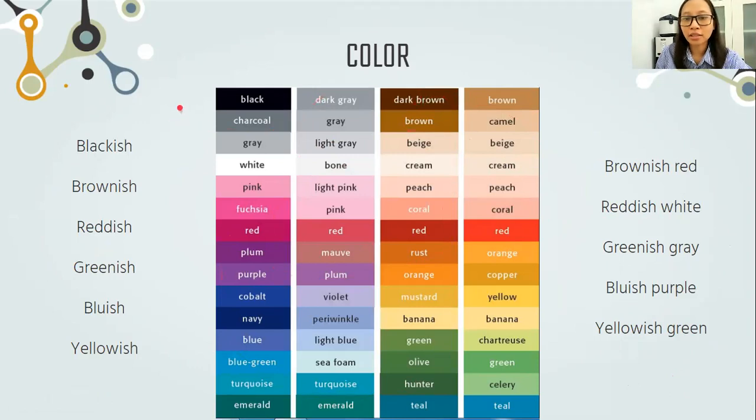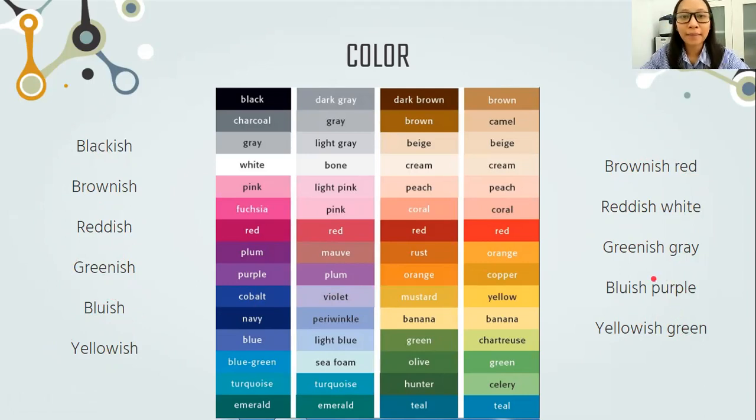And there are some additional explanation. Blackish, kehitam-hitaman, brownish, kecoklat-coklatan, reddish, greenish, bluish, yellowish, and so on. Yang pakai ish ini berarti kehitam-hitaman, kecoklat-coklatan, kemerah-merahan, kehijau-hijauan, kebiru-biruan, kekuning-kuningan. Kalau merah kecoklatan, brownish red. Putih kemerah-merahan, reddish white. Abu-abu kehijau-hijauan, greenish gray, bluish purple, yellowish green, and so on.